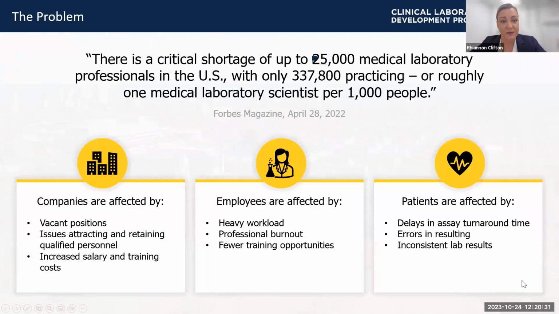As we were spinning up 10 labs across the state in the middle of a global pandemic, we happened to notice, as you may have, that there is a critical shortage of up to 25,000 medical laboratory professionals in the US, with only just over 300,000 practicing, or roughly 1 medical laboratory scientist per 1,000 people. Obviously, as you know, this affects companies, their employees, and very importantly, patients who are affected by things like delays in turnaround time, errors in resulting, and potentially inconsistent lab results. Next slide.